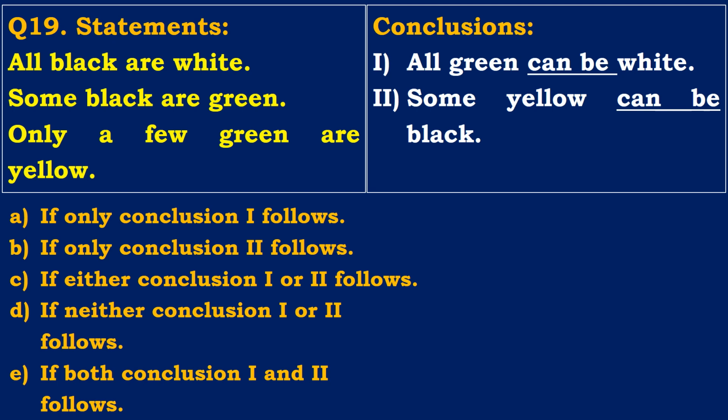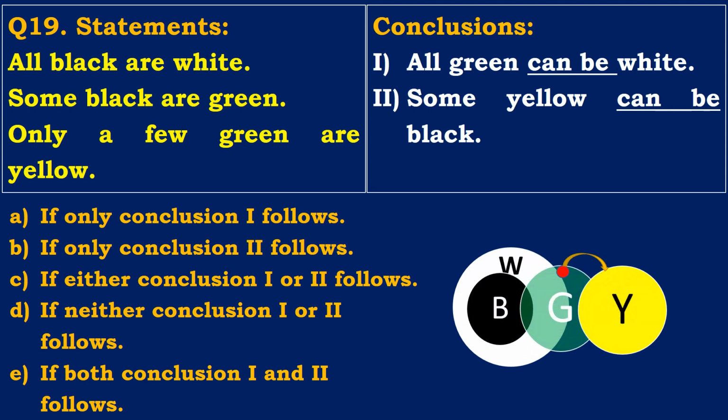According to the Venn diagram, there is a possibility that all green may be white. Hence, conclusion 1 is correct. There is another possibility that some yellow may be black. Hence, conclusion 2 is also correct. As a result, both conclusions follow the statement. Hence, option E is the correct answer.